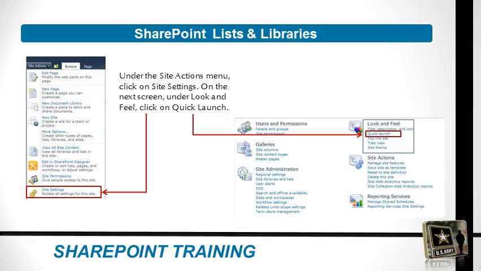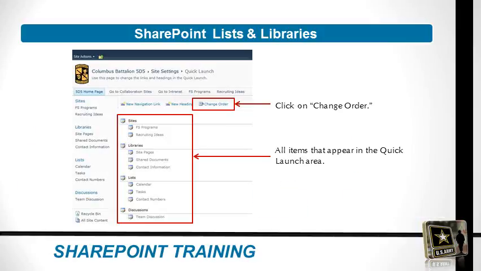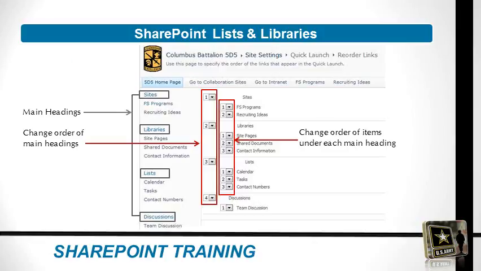Under the Site Actions menu, go to Site Settings. On the next screen, under Look and Feel, click on the Quick Launch link. The next screen shows all items that appear in the Quick Launch area. At the top, click on the Change Order link. To change the order of the main headings in the Quick Launch, use the drop-down menus on the left. In this example, the main headings are Sites, Libraries, List, and Discussions. To change the order of items found under each heading, use the drop-down menus on the right. When you are finished, the Quick Launch area will reflect your changes.